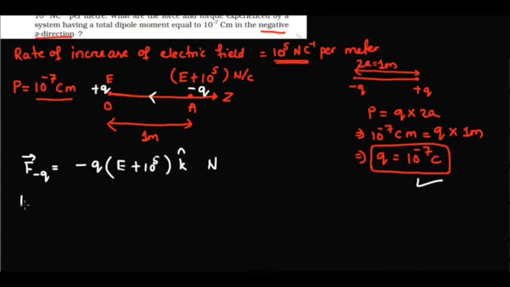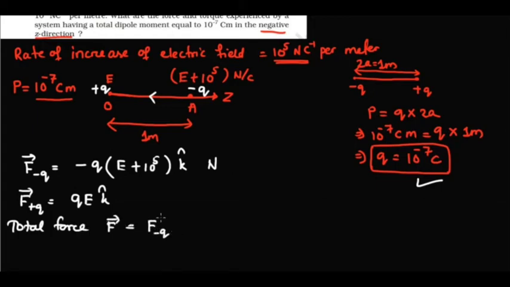And what is the force on the positive charge particle? F plus q vector is equal to how much? The plus q charge is located at the point O, and at this point the electric field is E. So you can write q into E, and the direction is k cap. So this is the expression for F plus q. Now what is the total force? The total force F vector is equal to F minus q vector plus F plus q vector.